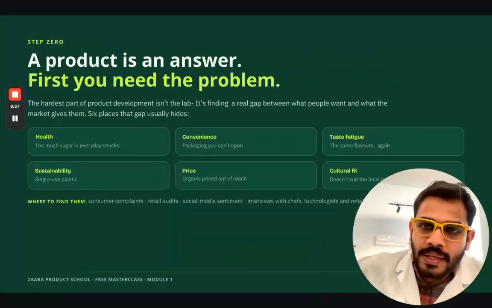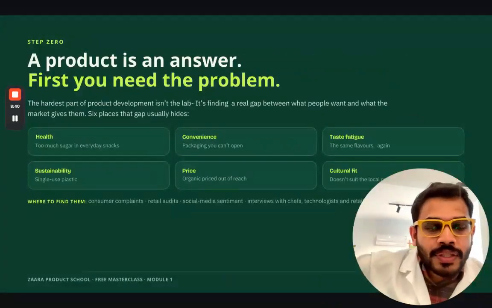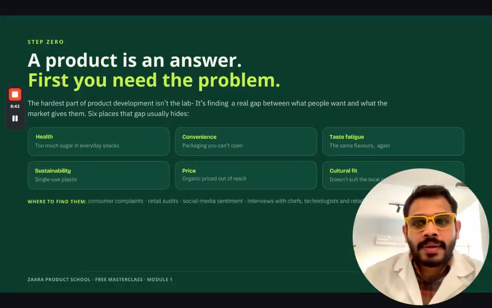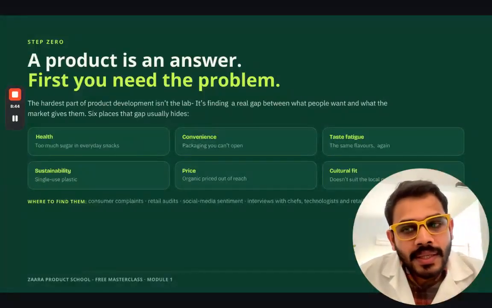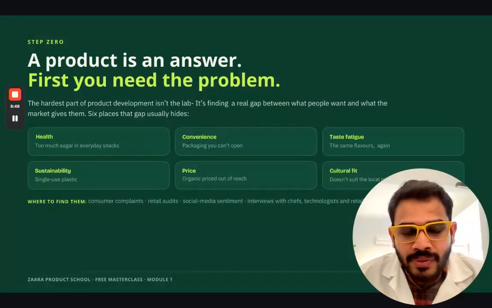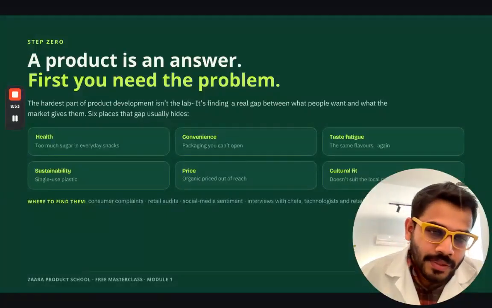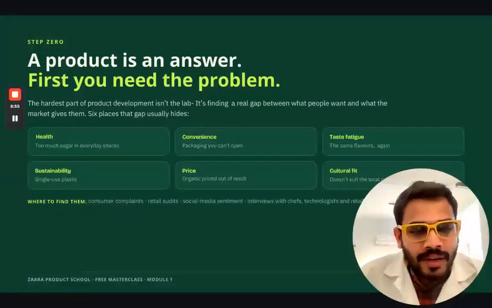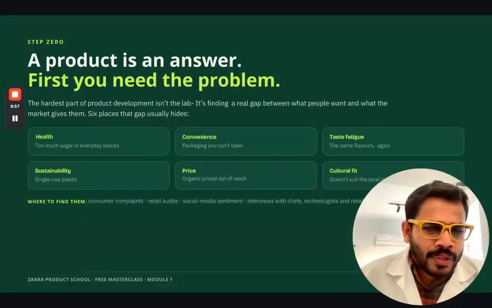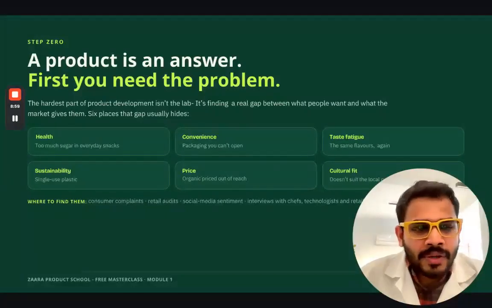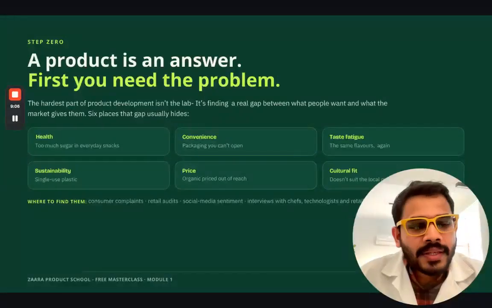So if you see a product as an answer, first you need the problem. So analyzing the problem, for example, health. In the current industry, there is too much sugar in everyday snacks. This is only a single problem that I just mentioned here. And convenience: packaging you can't open. So these are other problems. For example, if you think about projects you previously developed, and think about the convenience of the package, thinking about an organic and fully healthy product, it doesn't have taste.